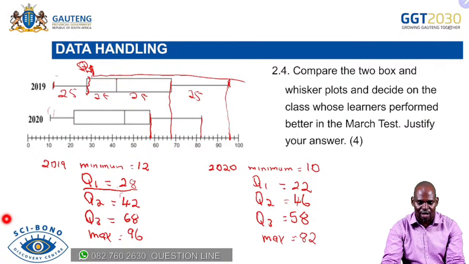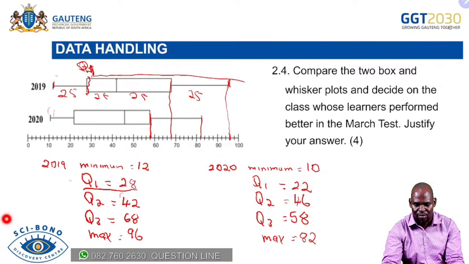But now if you analyze and check the results, you can see that in 2019 everything is bigger than in 2020. So when they say compare the two box and whisker plots and decide on the class whose learners perform better in the matric test, then you can say 2019. You can say the minimum is higher, quartile 1 is higher, quartile 2 is higher, quartile 3, and also the maximum.